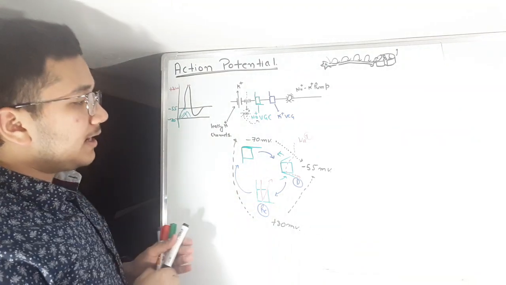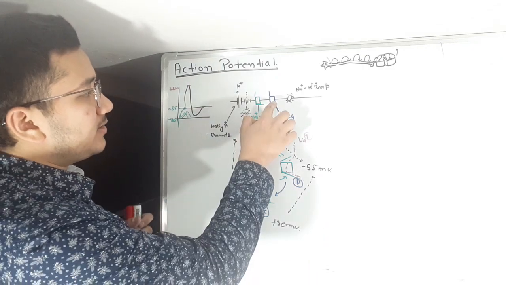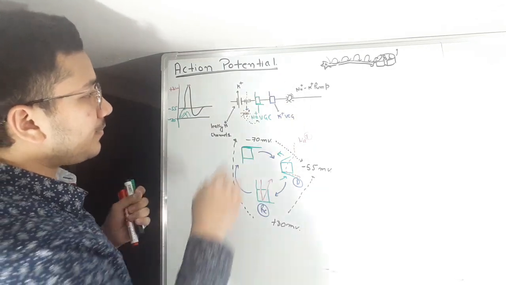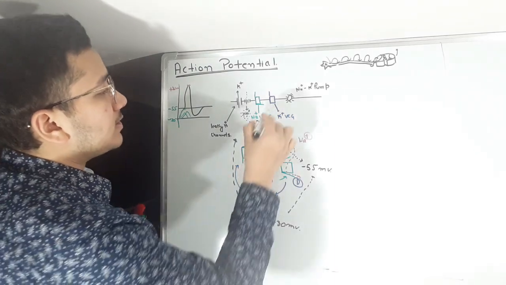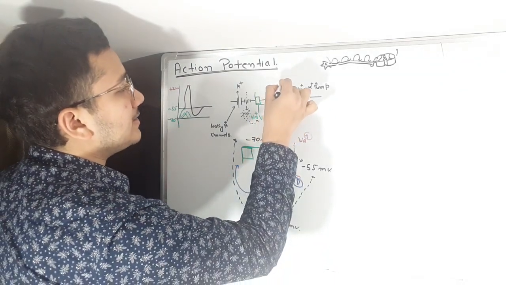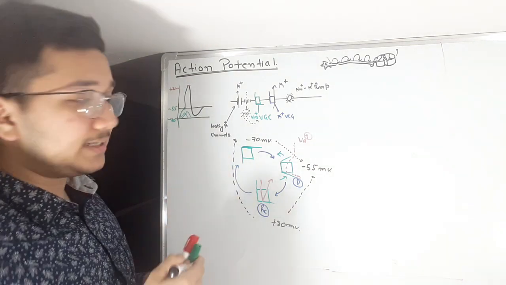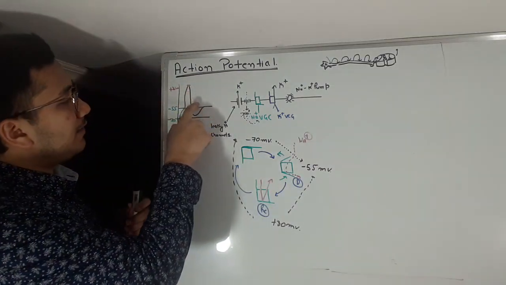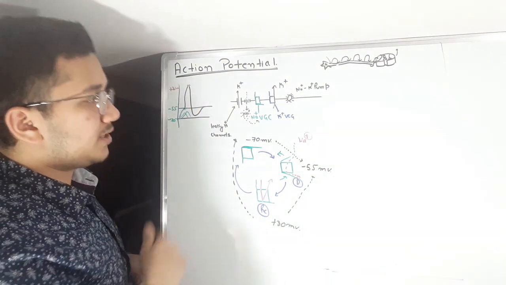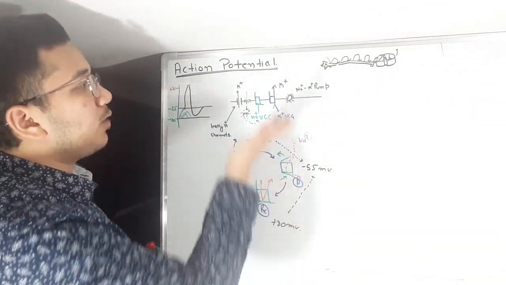At this moment, these channels are getting open, and when this channel gets open, there will be an efflux of K positive from inside the cell, and the K positive will get outside the cell, right? So there we have the process of repolarization, when the K positive is getting outside the cell.